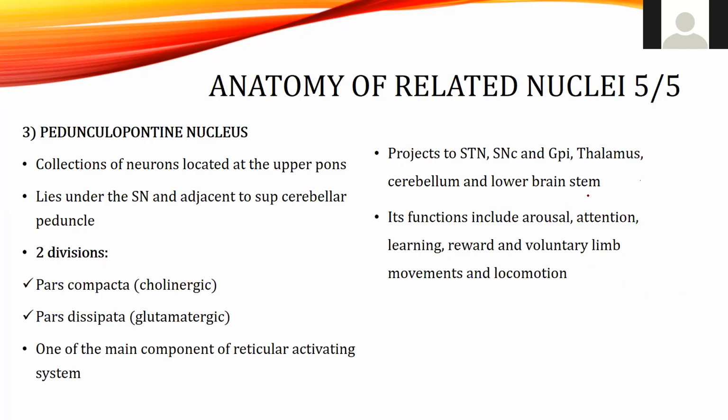This pedunculopontine nucleus projects to many structures. They project to basal ganglia, particularly to the subthalamic nucleus, the pars compacta of the substantia nigra, and the internal globus pallidus. They also project to the thalamus, to the cerebellum, and the lower brain stem. Its functions include arousal, attention, learning, reward, and voluntary limb movement and locomotion.